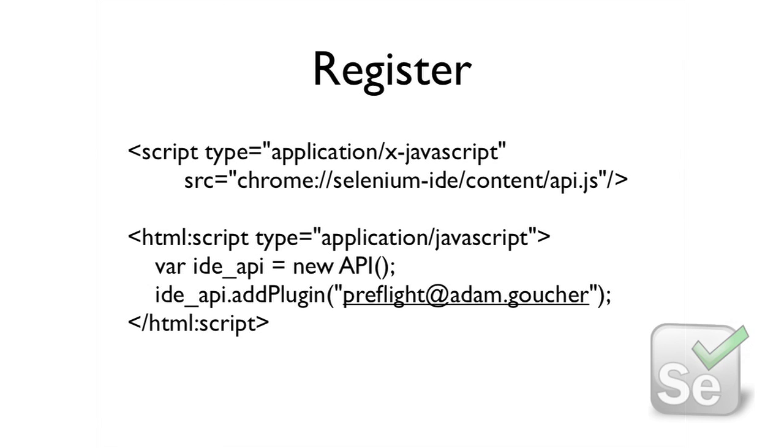So all plugins, the first thing a plugin needs to do is register itself. Technically it doesn't have to. There's no check to see, oh, a plugin's loading and it hasn't registered itself. But by registering it, you get your name up in the nice little box of enabled plugins in the IDE. And because it's XML, we actually sort of cheat around and say, in this blob of XML, we're going to actually run some JavaScript.